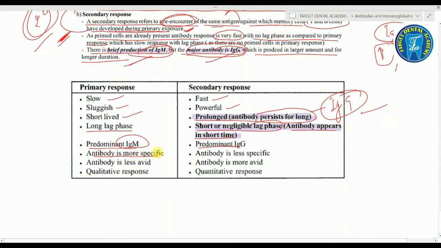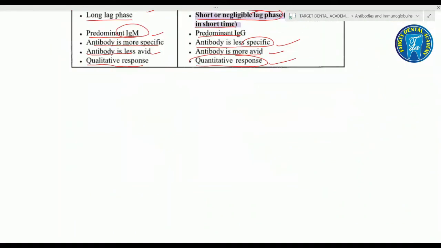Antibody is more specific in the primary response, while antibody is less specific in the secondary response. Antibody is less avid in the primary response, while it is more avid in the secondary response. The primary response is a qualitative response, while the secondary response is a quantitative response.